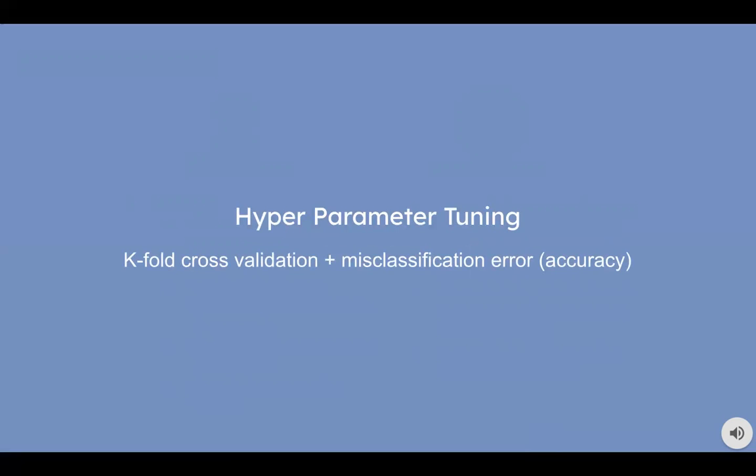The third step is hyperparameter tuning. During this step, we will use k-fold cross-validation for different parameters for all the models, and then we will calculate the misclassification error for each of the k folds, and then get the average accuracy for different models and select the best parameters.